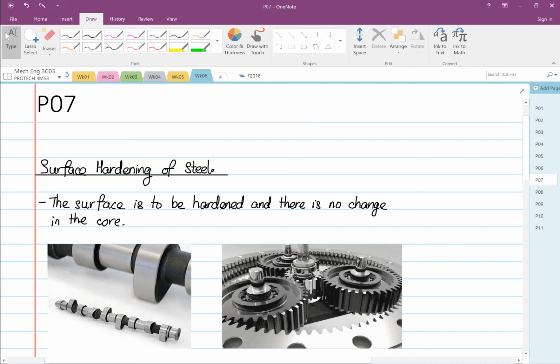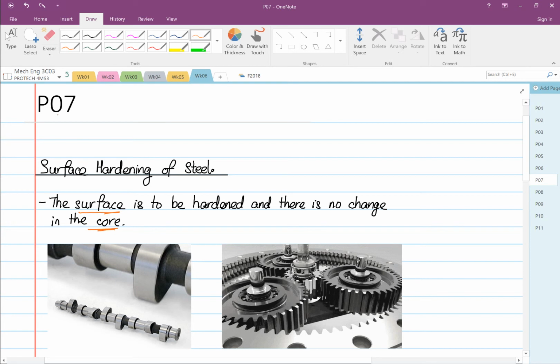Hi, we're going to talk about surface hardening of steel. For this case, only the surface is to be hardened, and there's no change in the core. So the core is the same. So why do you want to do that?